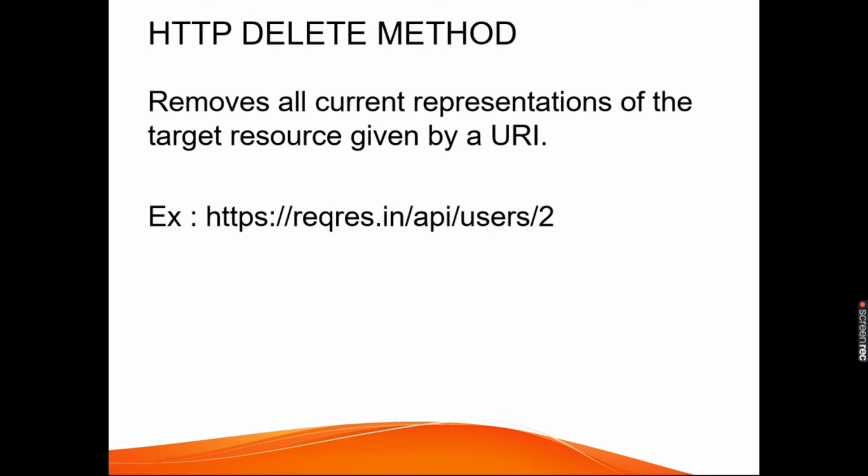And the last one is the DELETE method. As the name suggests, it removes the current representations of the target resource given by the uniform resource identifier. Okay, so this is the example. Now let us see one by one how we can use these methods in Postman.